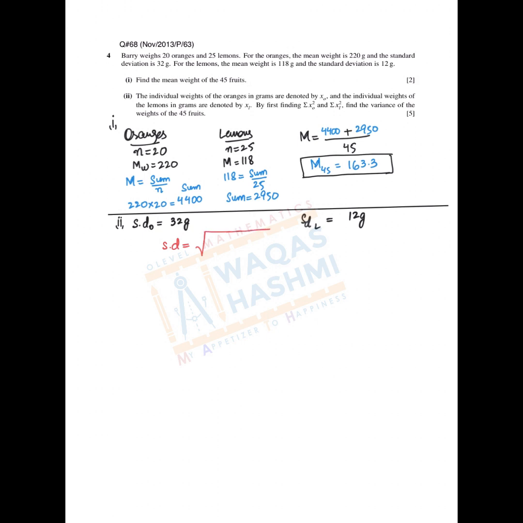Firstly, I need to write the working formula here, that standard deviation is equal to the root of summation of x square divided by n minus summation of x divided by n whole square, right? So if I talk about the oranges, the standard deviation is 32, it's given, under root summation of x square is what we are looking for, divided by 20 oranges, as given in the question, minus the mean value, which is 220 square. Simplify it, you will get the value of summation x square, and that is equal to 988,480. That is your summation x square.